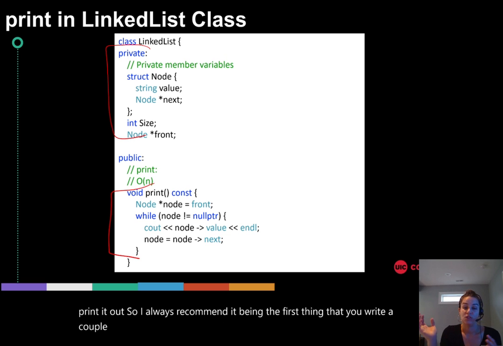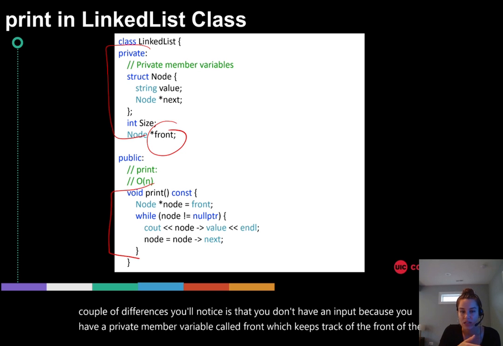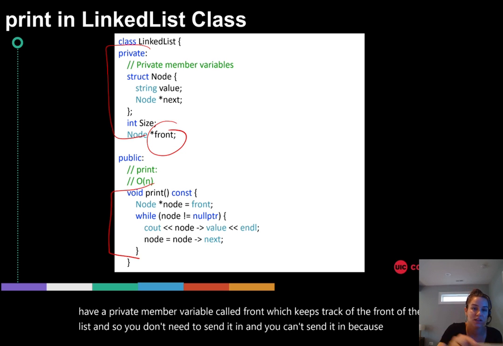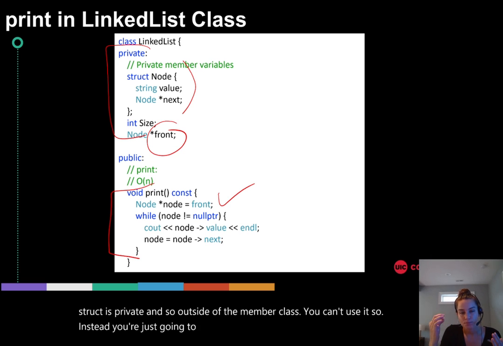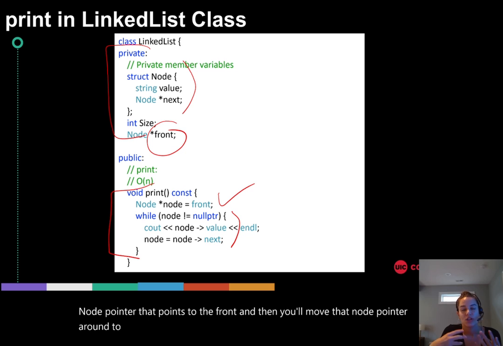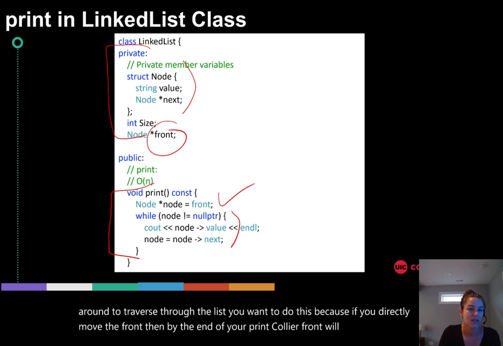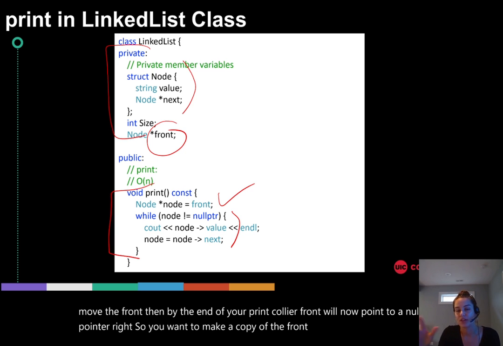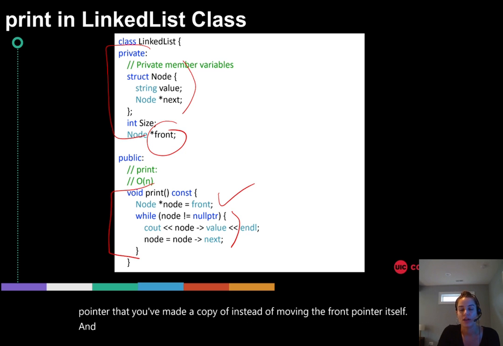A couple of differences you'll notice is that you don't have an input because you have a private member variable called front, which keeps track of the front of the list, and so you don't need to send it in, and you can't send it in because the struct is private, and so outside of the member class you can't use it. So instead you're just going to set up a temporary node pointer that points to the front, and then you'll move that node pointer around to traverse through the list. You want to do this because if you directly move the front, then by the end of your print call, your front will now point to a null pointer, right? So you want to make a copy of the front and then move the pointer that you've made a copy of instead of moving the front pointer itself. And so that is how you can traverse and print out a linked list structure inside of a class.